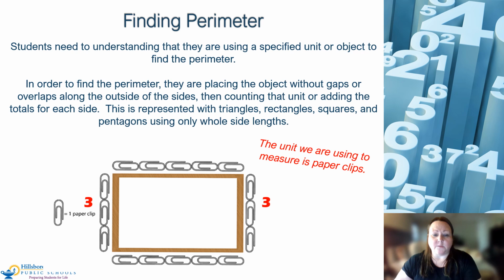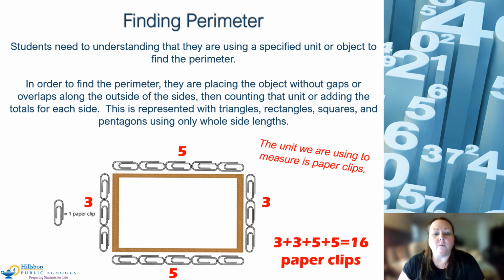And so you can see there's 3 paper clips on either side, and I'm using that attribute of rectangles where I know those side lengths are the same, and then finding the other side lengths, 5 and 5. So in order to find it, I could either go through and count each and every paper clip all the way around, or I could add 3 plus 3, or I could double 3 and then double 5 to find that the total answer is 16. What unit? Paper clips. So I got to include that unit.